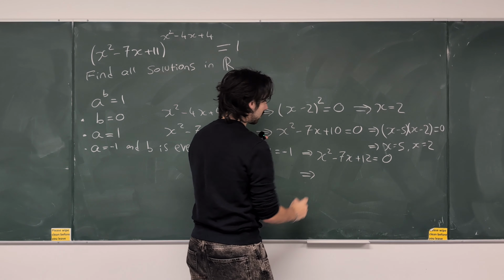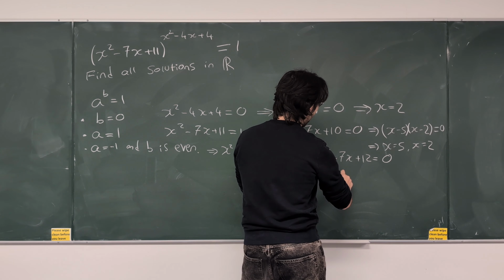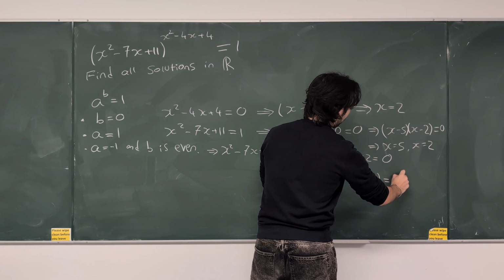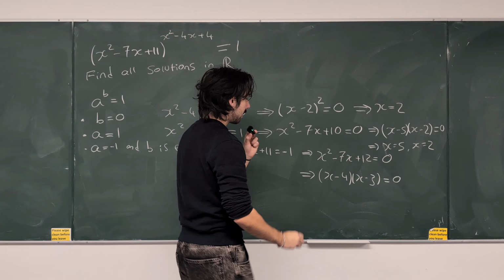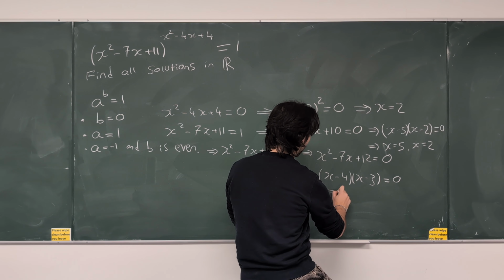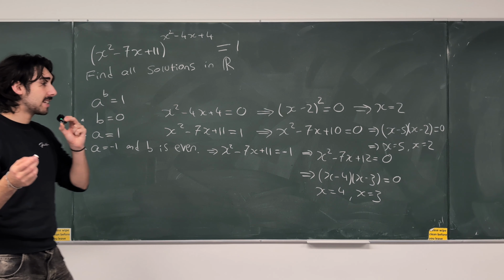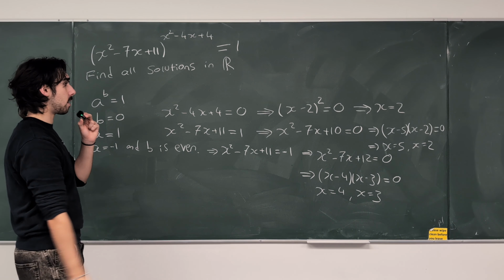And then we can factorize this one as well. It's going to be x minus 4 times x minus 3 equals 0. And that tells us that x is 4 or it's 3. Now, guys, there is a slight caveat to this, 4 and 3.